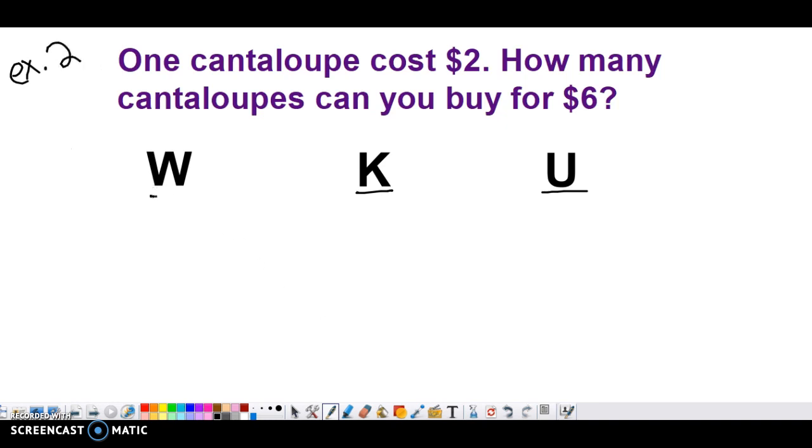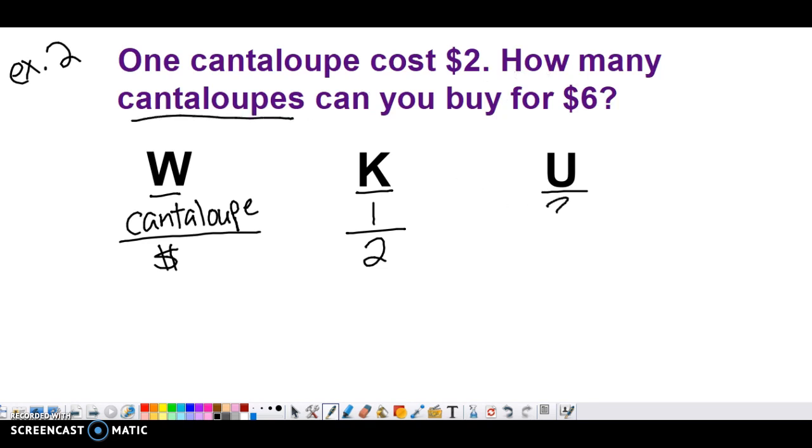Let's try again. Okay, so our words, what do we know? What is unknown? Our words are going to be cantaloupe and cost $2. Okay, so it's going to be dollars. So if we can buy 1 cantaloupe for $2, how many cantaloupes? So the cantaloupes is the question mark. Cantaloupe is the unknown. Can I buy for $6?